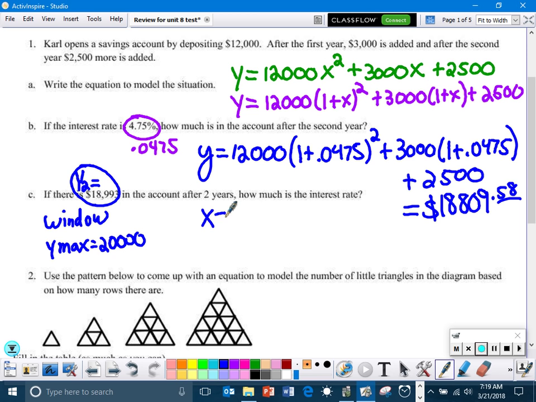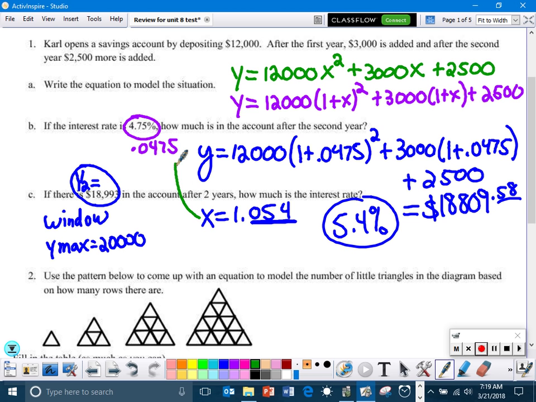So we found out x is 1.054. However, that's not the complete answer because remember, we want to drop the 1 off and change that decimal to a percent. So the answer is 5.4%. Okay, we changed the decimal to a percent. So let me show you what it looks like with the purple one. Okay, so that was using the green, the first equation.